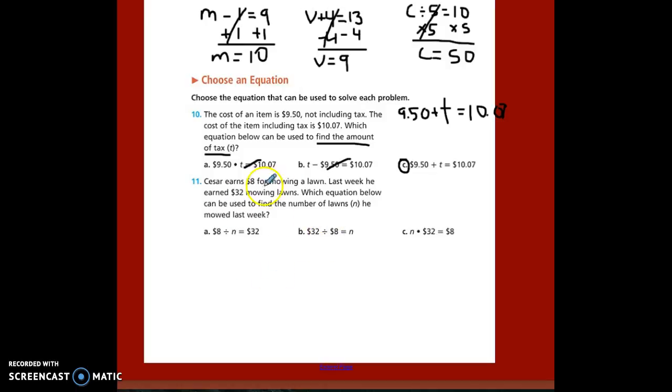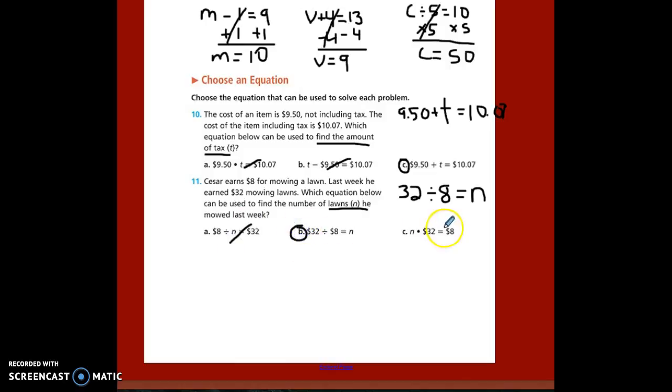All right, so right away, I look at this and I can actually solve this equation right away because I know that he earned a total of $32 and that he earns $8 per lawn. So I'm going to just say 32 divided by 8 because that'll tell me how many lawns he actually mowed. Now, they tell me that my lawns is N, so I'm going to put an N down. I don't know why it's not an L for lawns, but it's not. And then I go ahead and see if anything matches it. That one doesn't match. Ooh, B is a perfect match.